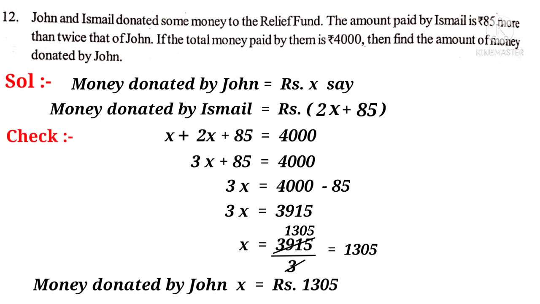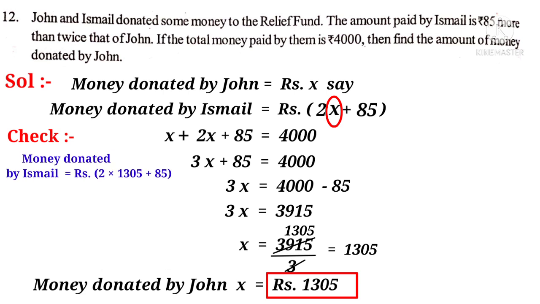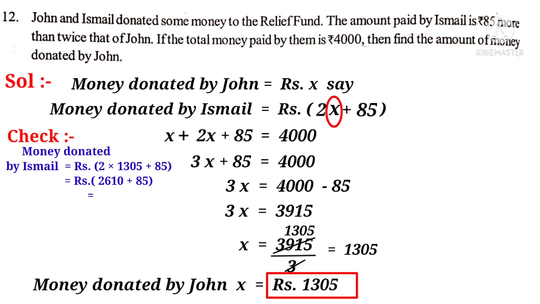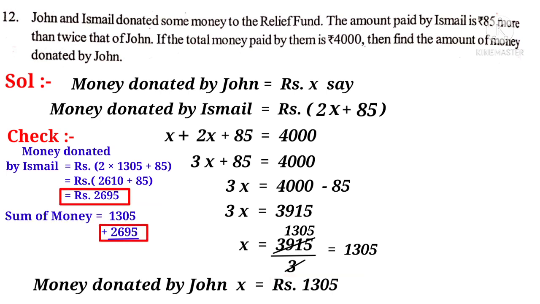Now let us check. Money donated by Ismail is equal to, put 1305 in place of x, then we get 2 into 1305 plus 85. That is equal to 2610 plus 85, which gives 2695. Now the sum of money is equal to 1305 plus 2695, which gives a total of rupees 4000, which is also given in the problem. So our answer is correct.